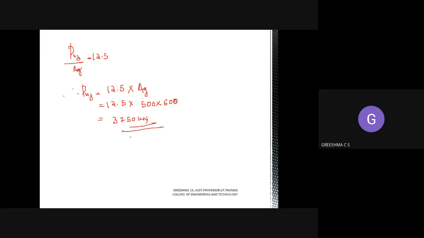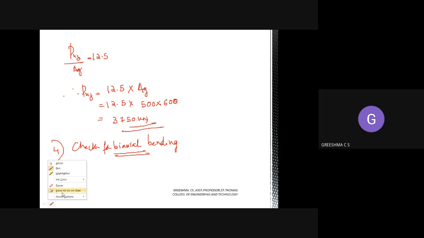So now that we have found the ultimate load carrying capacity of the column, next you have to do the check. Next step is step number 4. You have to check for the biaxial bending. So this is very simple. It's not as complicated as you think.